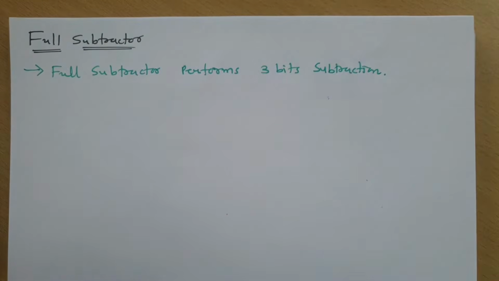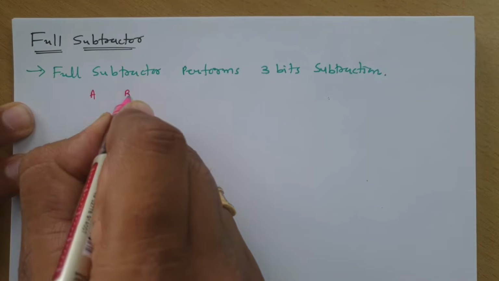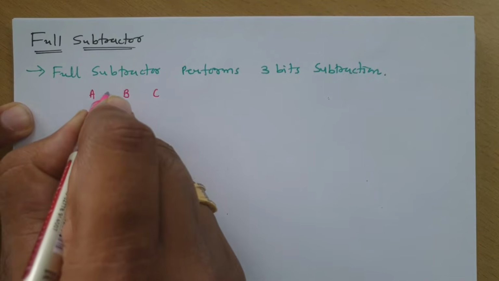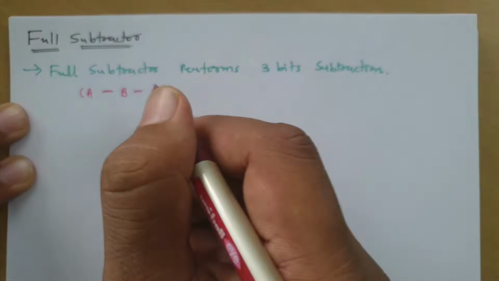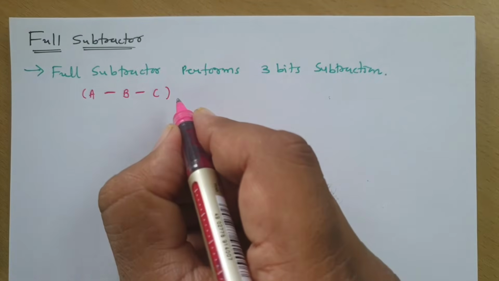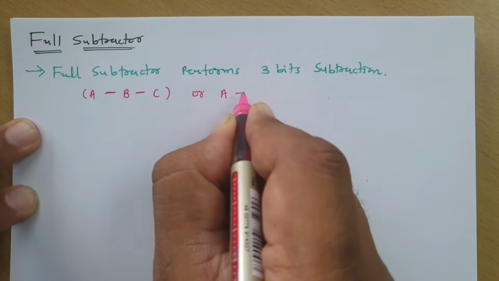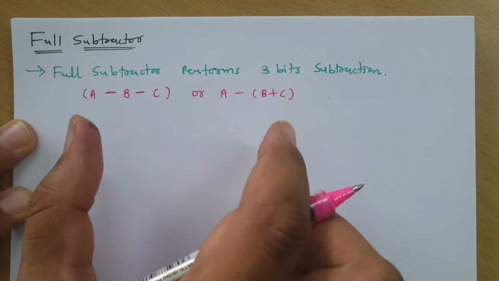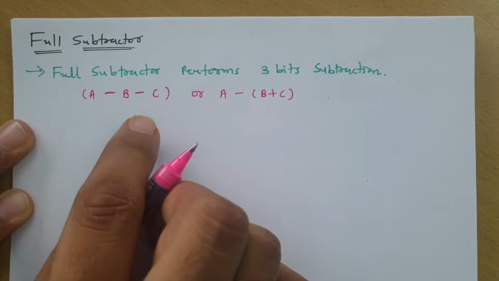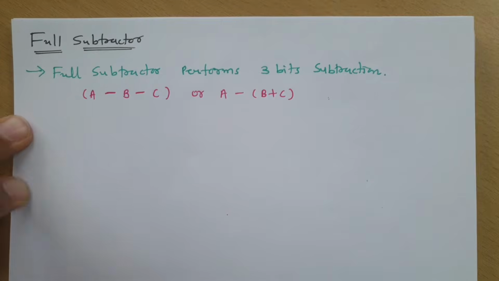Now see how it performs 3-bit subtraction. If I have 3 bits, let us say A, B and C, then the full subtractor circuit performs A minus B minus C, or we can say it performs A minus (B plus C). This is the basic operation performed by a full subtractor circuit.